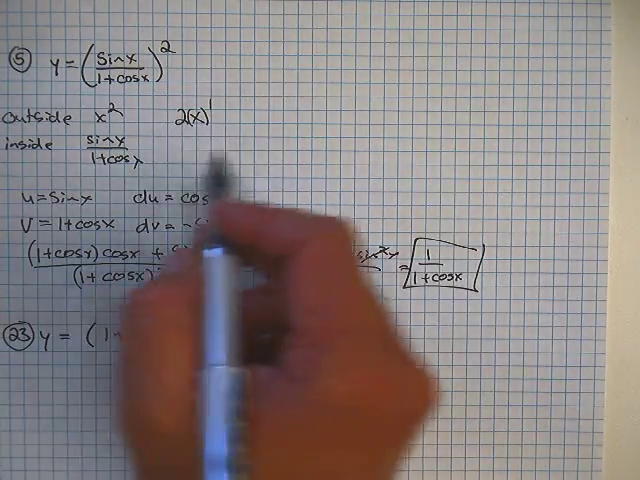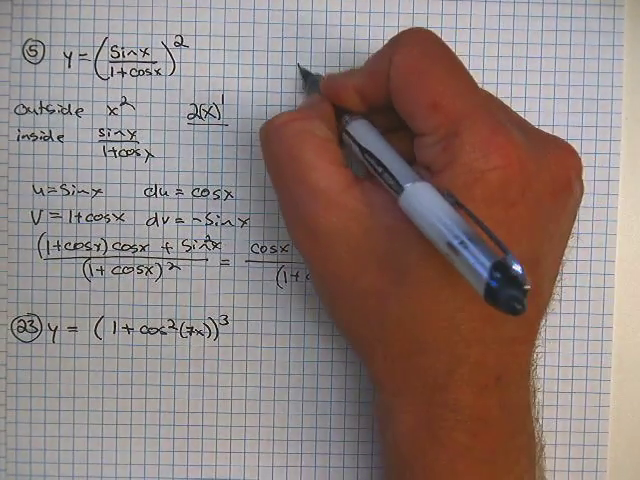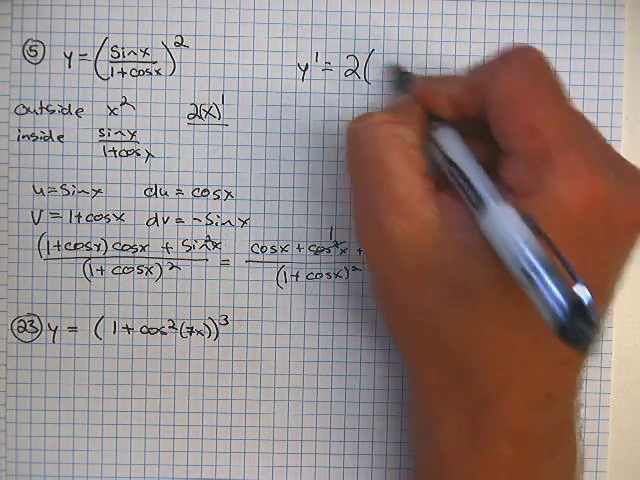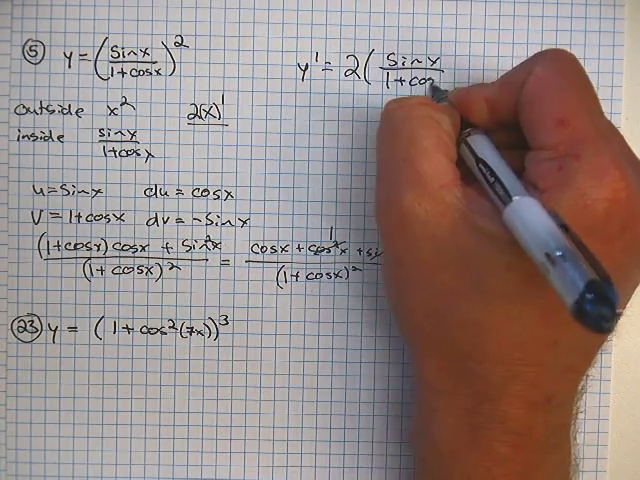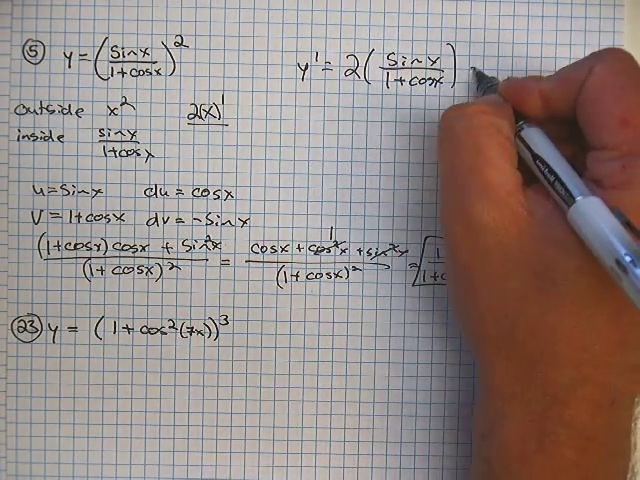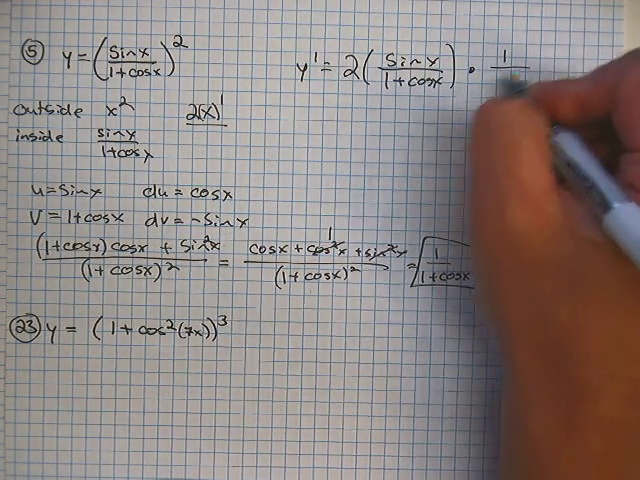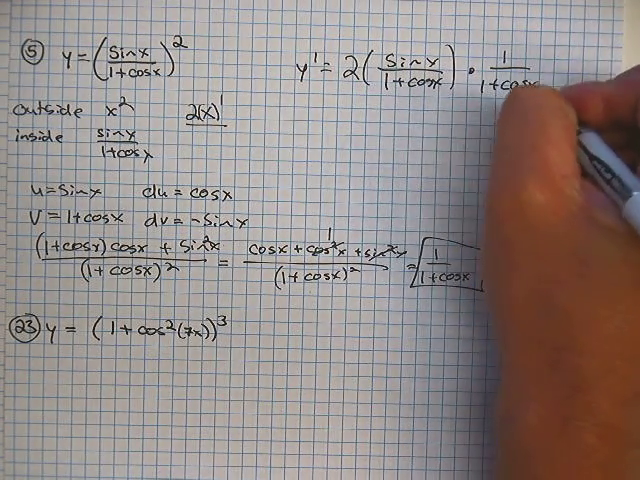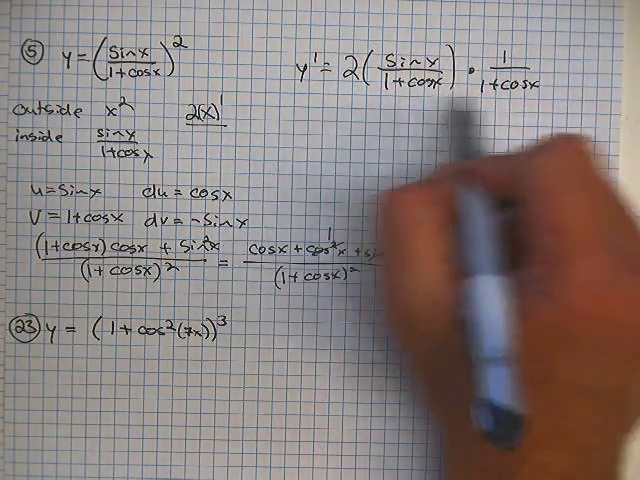So that's the derivative of the inside. The derivative of the outside is 2x, so we take our 2, y prime is going to be 2 times sine of x over 1 plus cosine of x to the 1 times the derivative of the inside, which is 1 over 1 plus cosine of x. And so right there, perfect, done.